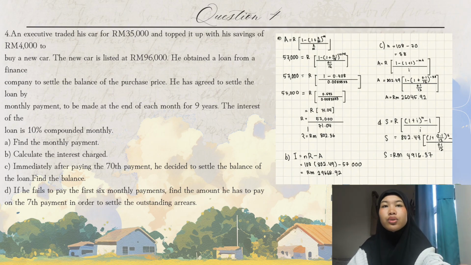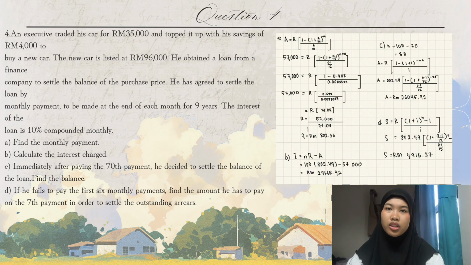An executive trades in his car for 35,000 and tops it up with savings of 4,000 to buy a new car. The new car is listed at 96,000. He obtained a loan from a finance company to settle the balance of the purchase price. He has agreed to settle the loan by monthly payments to be made at the end of each month for 9 years. The interest of the loan is 10% compounded monthly. For the first question, A. Find the monthly payment. To find the monthly payment, first we need to use the formula of present value.